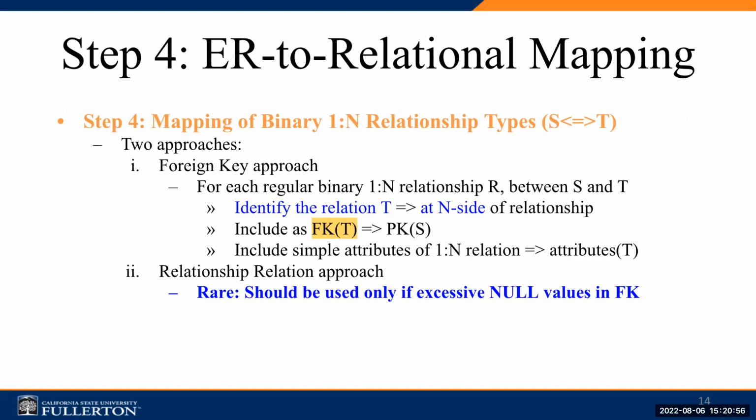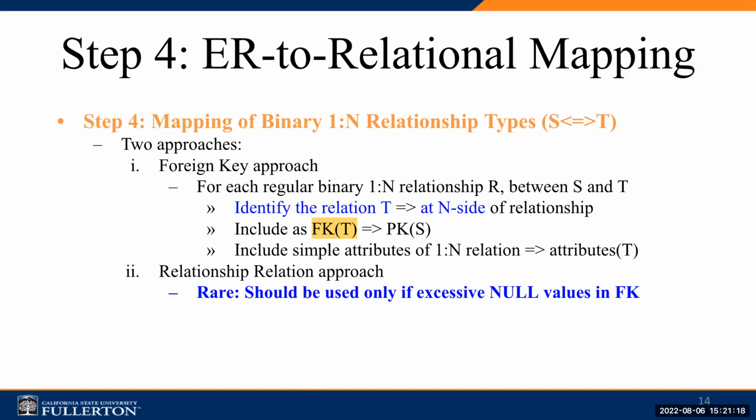With that, we will go to step number 4, which looks into mapping of binary relationships of the type 1:n. Now, keep in mind here the order matters. So here the sign denotes a relationship between the two relations S and T. This is 1:n.